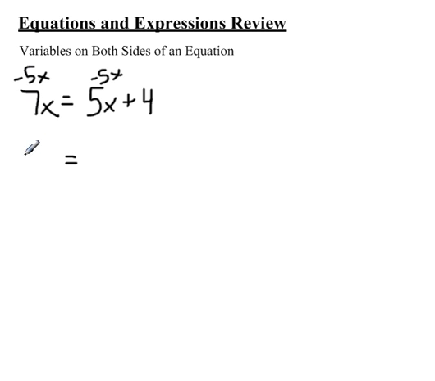7x minus 5x gives me 2x on the left. I have eliminated my 5x's over here, giving me 2x equals 4. Now, 2 times what number gives you 4? That's obviously 2. And the mathematical way of showing that is to divide both sides by 2. Now, that can get just a little bit more complex, and we'll work more with that later in the year.